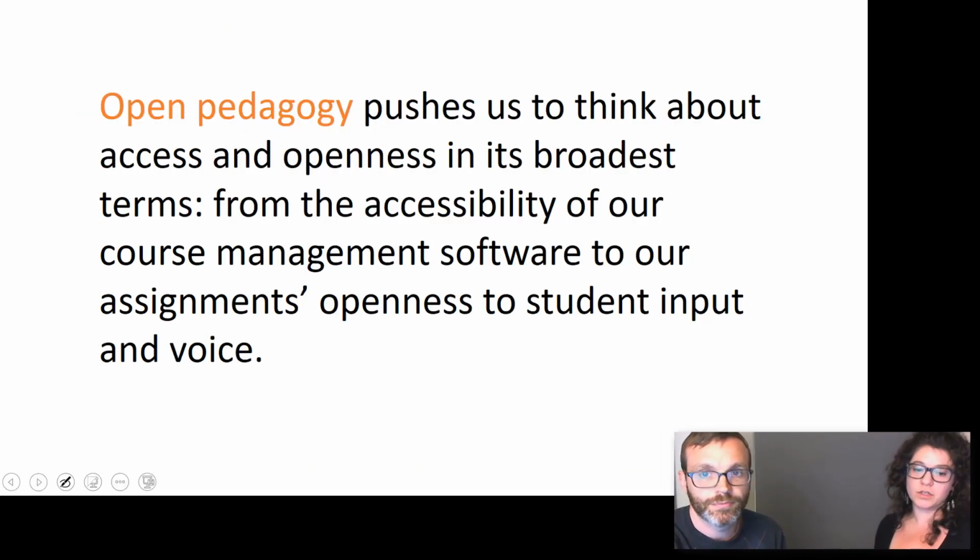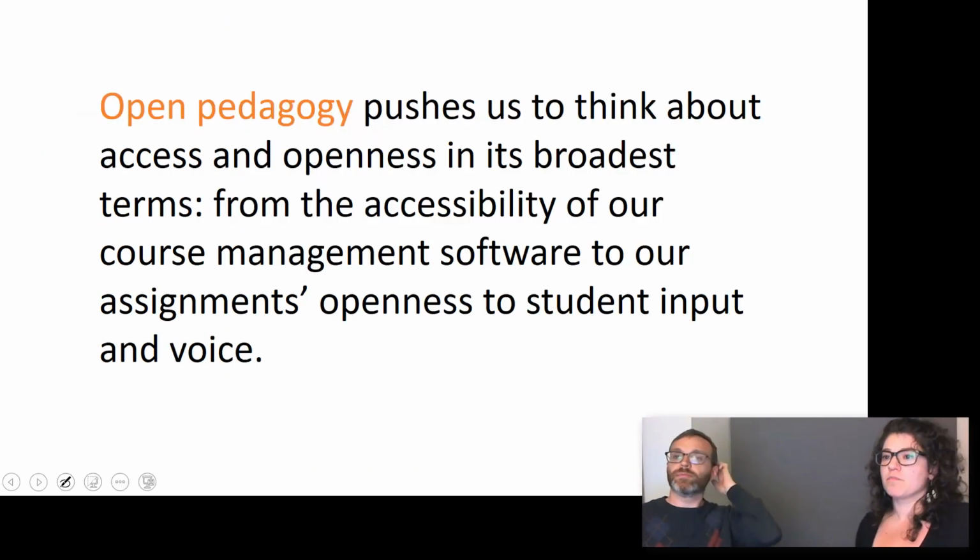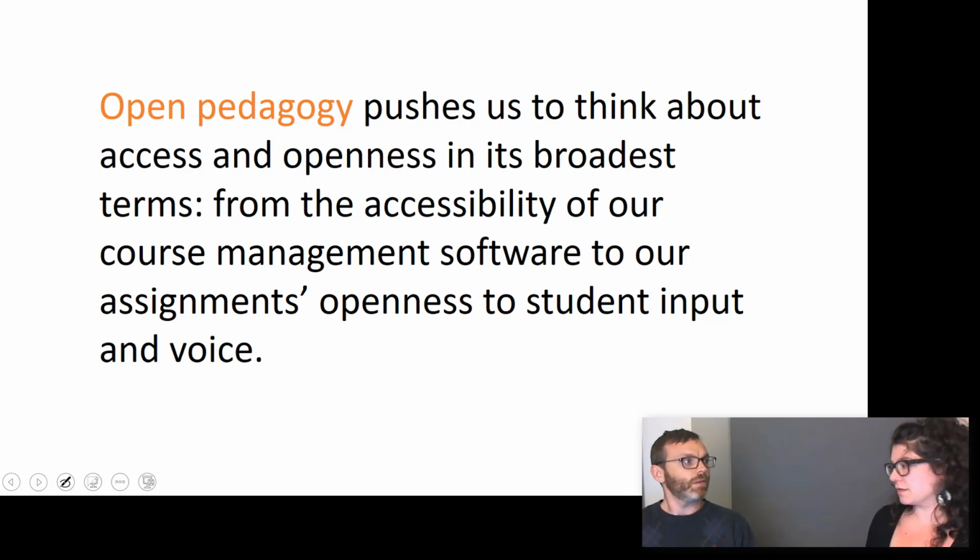So the notion of open pedagogy pushes us to think about access and openness in its broadest terms, from the kind of material accessibility of our course management systems and software to the openness of our assignments and giving students input and voice in the materials that they are working with.